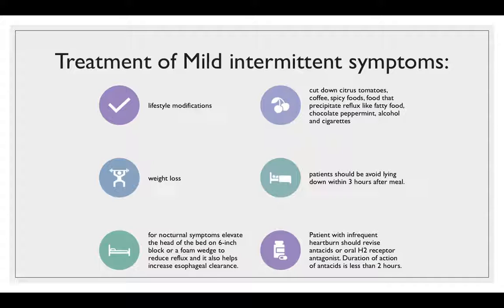Patients with infrequent heartburn should use antacids or oral H2 receptor antagonists. Those who are having infrequent heartburn, they should use antacids or H2 receptor antagonists. The duration of action of antacid is less than 2 hours. That's an important point to remember here.